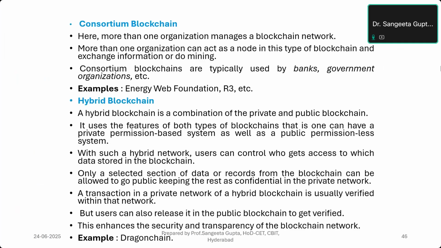Coming to the last flavor of blockchain, which is a hybrid blockchain. This hybrid blockchain is a combination of both public and private blockchain. The features which have to be made publicly visible are developed using a permissionless system, and the features which have to be hidden, which have to be maintained privately, are developed using a permissioned network. In such a way, a hybrid blockchain network can be given.